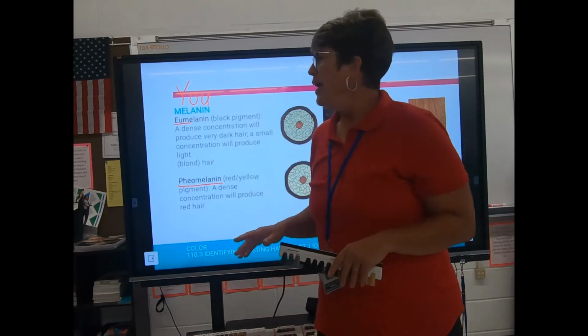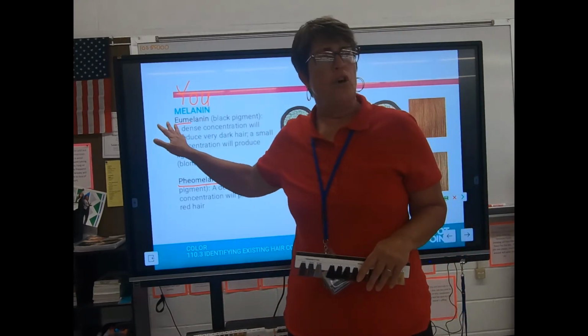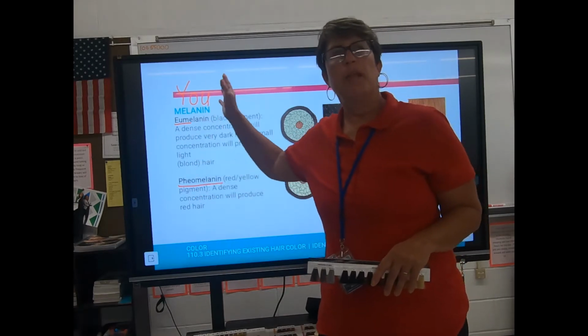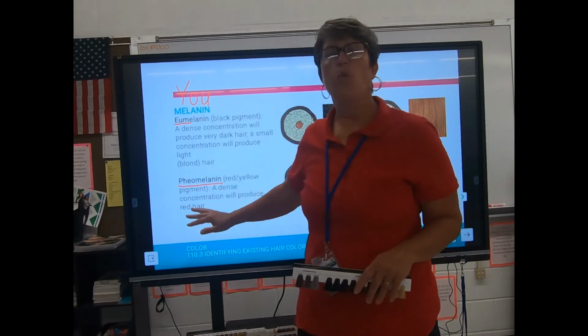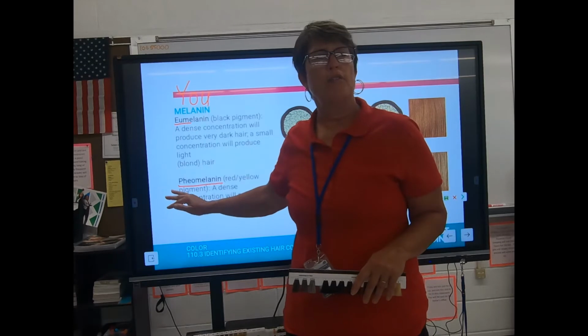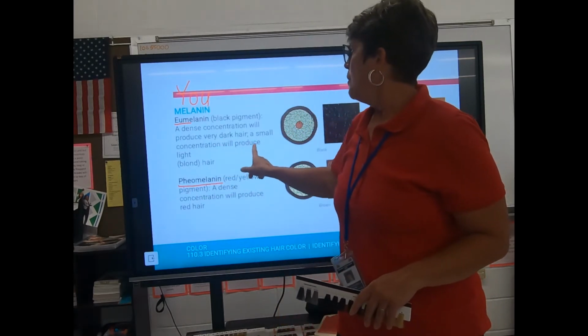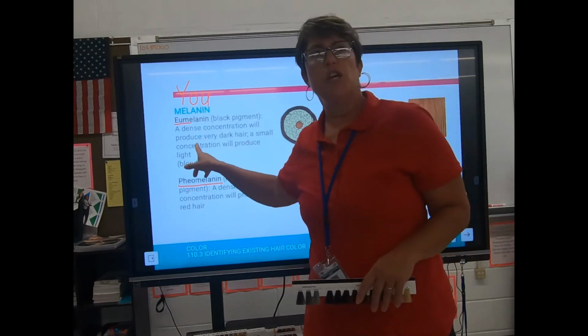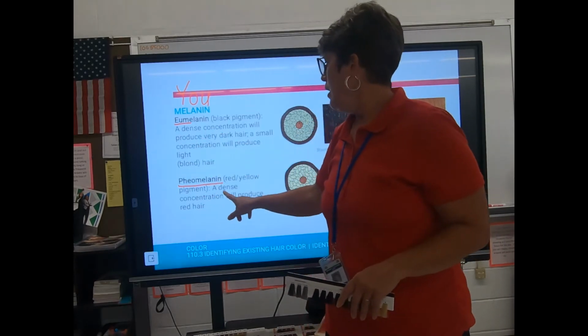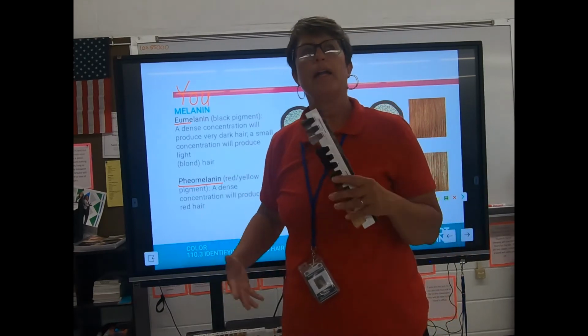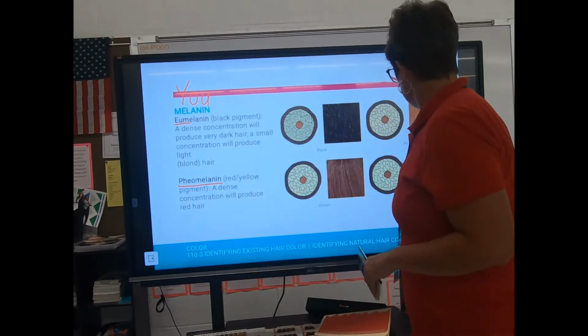All right, so I don't have just all eumelanin and no pheomelanin. Everybody has a blend of the two. It's just which one you have more of that determines your final color. If you have a very small concentration of eumelanin, you'll be blonde. And a dense concentration of pheomelanin will create red. So again, it's just a combination.